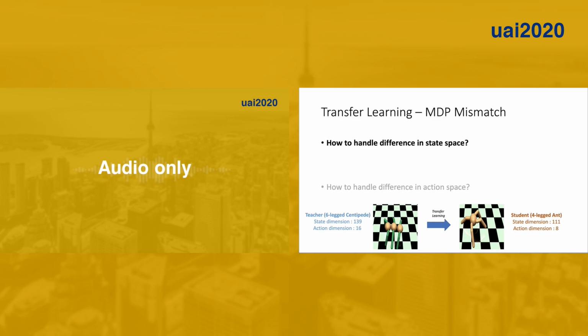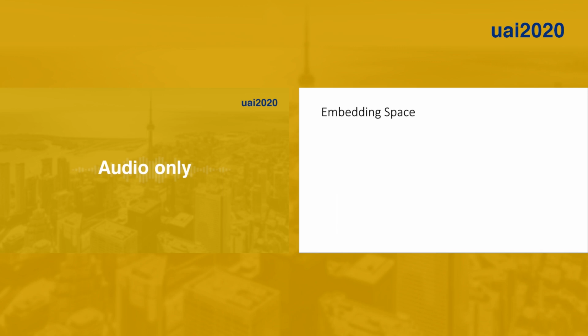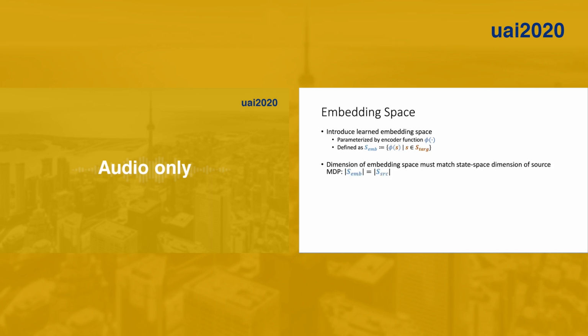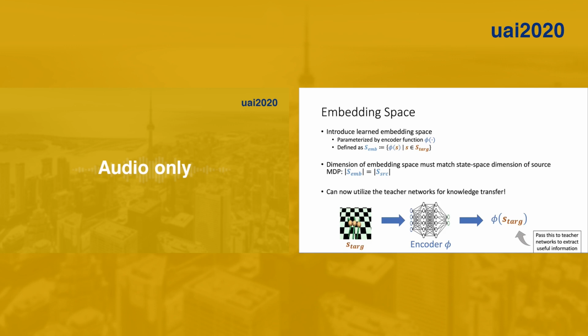We now address the first question. How do we handle the difference in state space? The answer is we do this through a learned embedding space, which acts as a conduit between state spaces. Our learned embedding space is parameterized by an encoder function phi. Importantly, we force the dimension of the embedding space to match the dimension of the state space in the source MDP. Because of this, we can now use the teacher networks for transfer. At each time step, we pass the current state into our encoder, and this embedding is passed to the teacher networks.